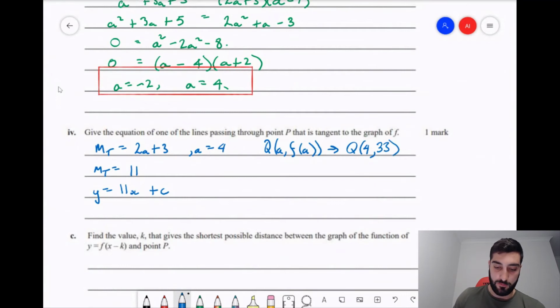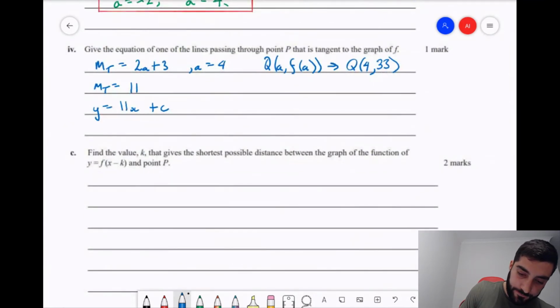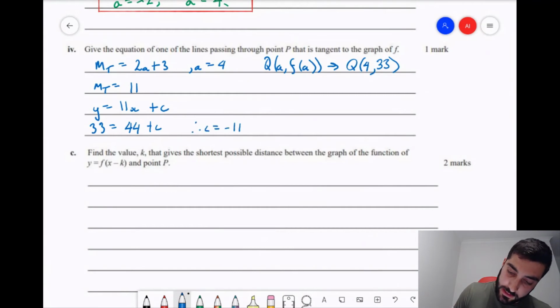Using that point, we can finish it off, work out the value of c, and we'll have the equation of the tangent. So subbing in the point, 33 is equal to 11 times 4, 44, plus c. Therefore, c is equal to minus 11. So the equation of the tangent, y of t, is equal to 11x minus 11, like that.